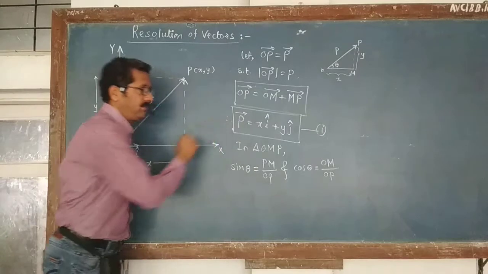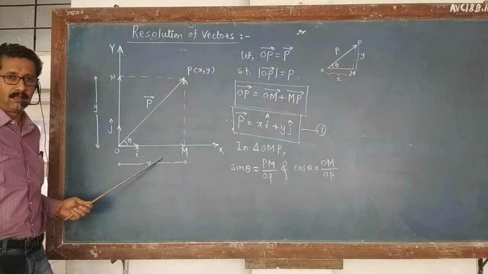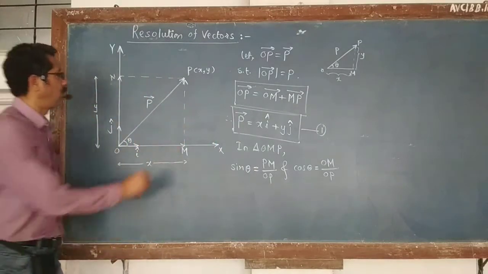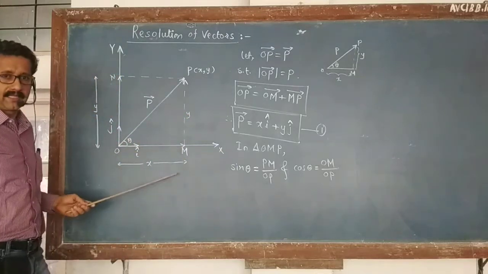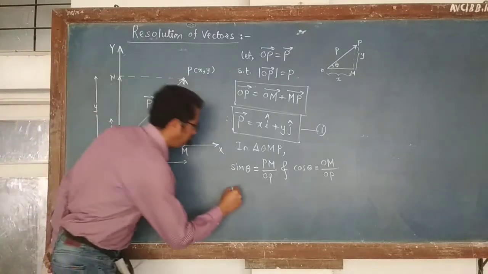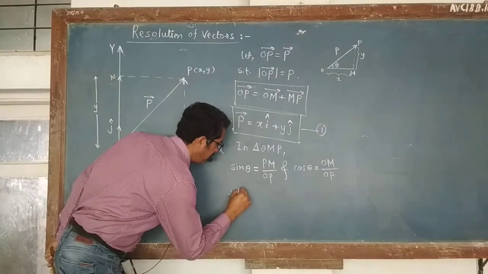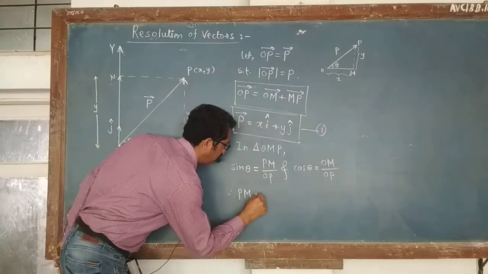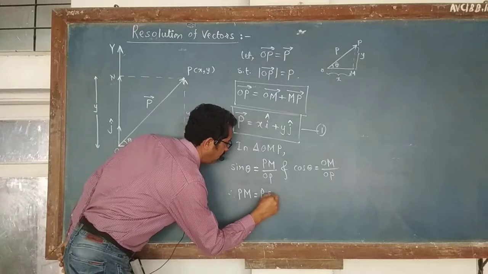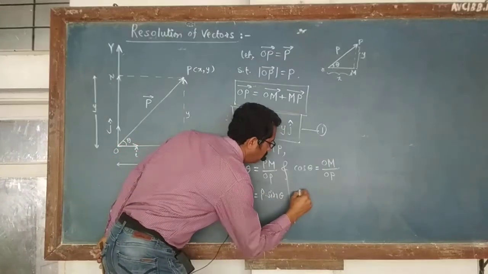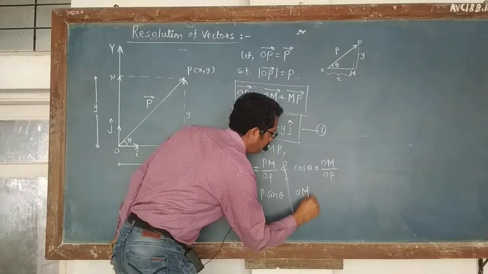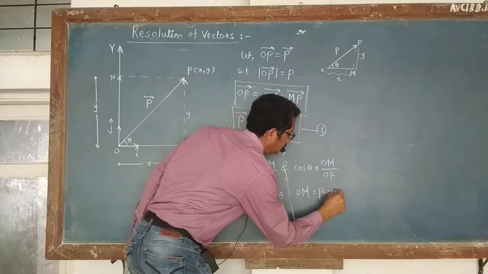You know its magnitude. How much is PM? X. I want to find that. No, this is Y. I want to find this. How much is OM? It is equal to X. I even want to find that. So therefore I find that this PM is equal to, it is OP means P sine theta, and this OM is equal to P cos theta.